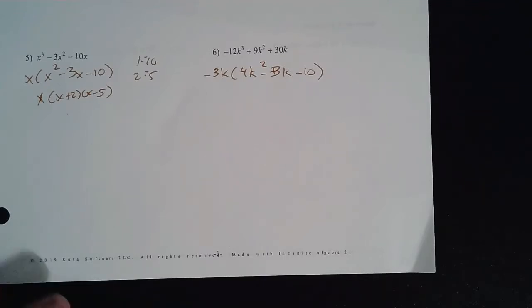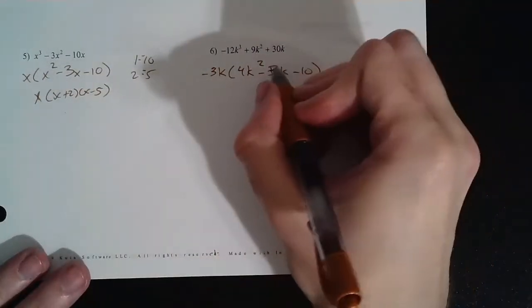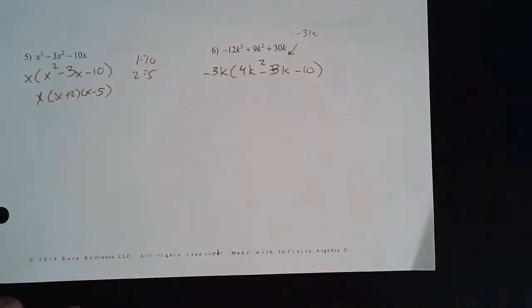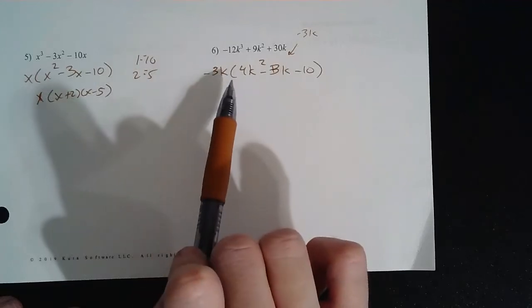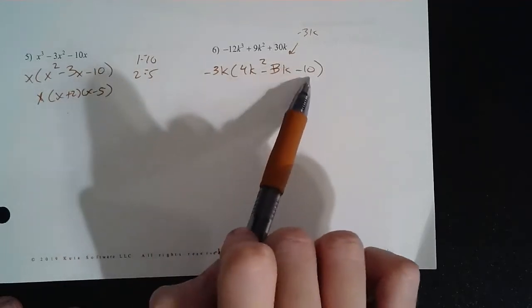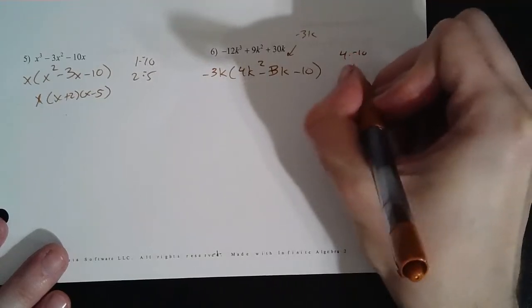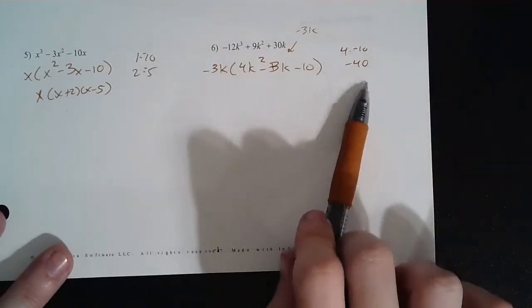And here comes that annoying part. Again, that's a -3k. I apologize for that terrible handwriting. That right there is a -3k. All right. The next thing we have to do now is figure out what two numbers multiply to -40. So we did 4 multiplied by -10 to get -40. Now which numbers multiply to -40?